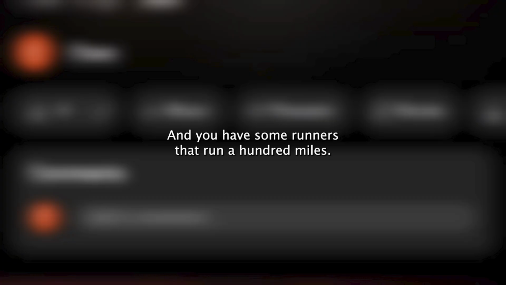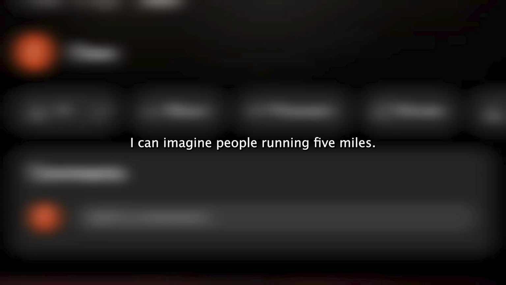And you have some runners that run 100 miles. I can't imagine even running 5 miles. They run 100 miles. And they bicycle for 500 miles. I once bicycled from Philadelphia to Atlantic City. And it was, I think, 75 miles. It was for multiple sclerosis.